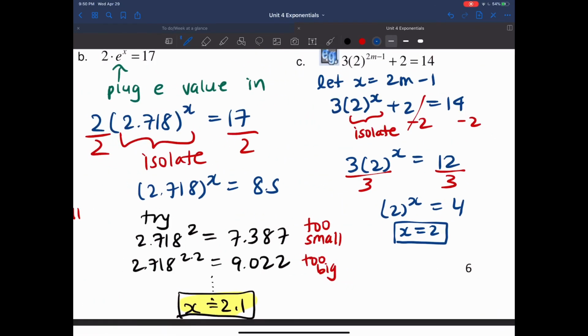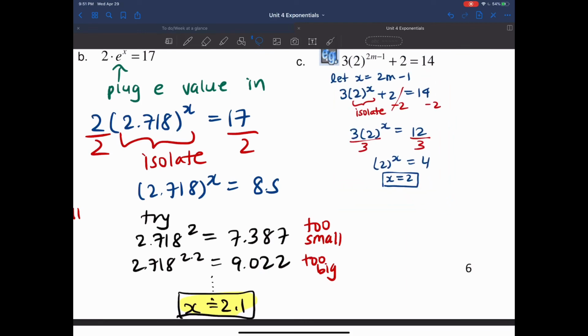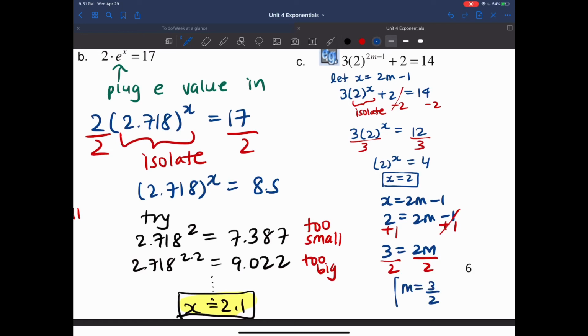And so what I'm going to have to do is use the let statement that I had originally made and solve for m. So I will get x is equal to 2m minus 1. So therefore, 2 is equal to 2m minus 1. I'm going to get m by itself by doing this. So I get 3 equals 2m. I want m by itself, so I want to divide by 2 on both sides, and m is equal to 3 over 2. Highlight that.